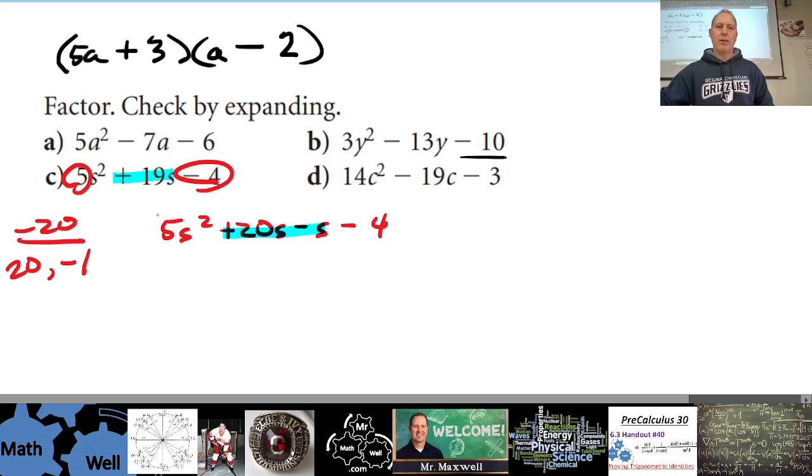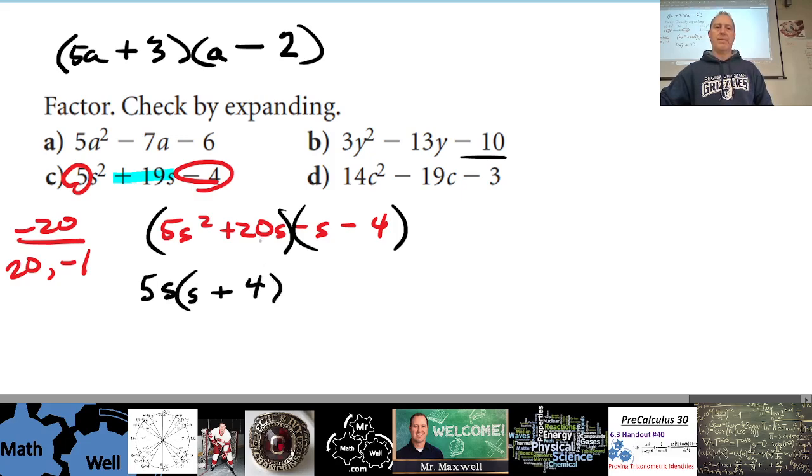All right, so now I'm grouping the first two terms. Okay, so now I'm going to factor a 5s out of here. I'm left with s plus 4. Does that make sense? 5s times 4 is 20s.